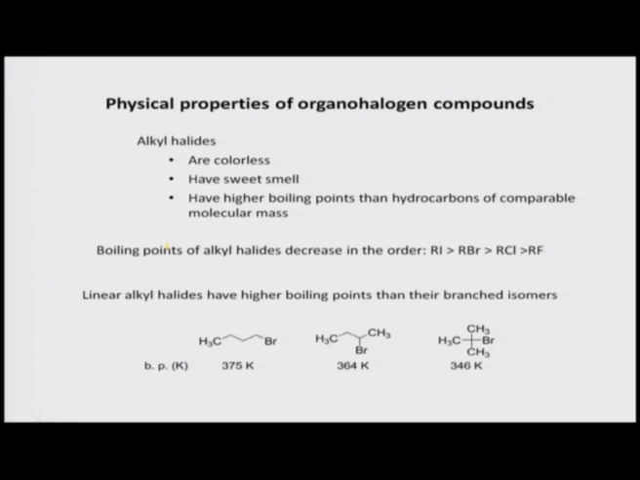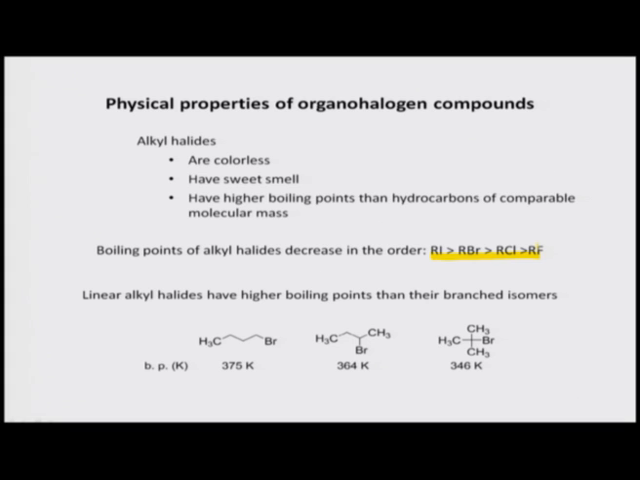Now, boiling points of alkyl halides increase in the order from fluoro compounds to iodo compounds, or they decrease in the order RI greater than RBr, greater than RCl, greater than RF. This is the order in which their boiling points vary. When you have these larger atoms present in them, their dipole moments and their van der Waals interaction, which is also associated with the surface area of these molecules, are higher. So, they have better intermolecular interactions. Normally, iodides would have a higher boiling point than bromides, chlorides or fluorides.